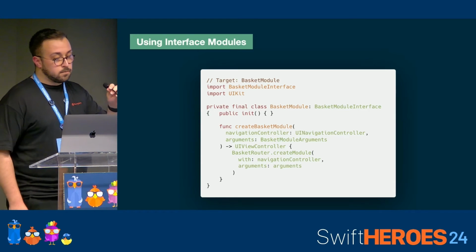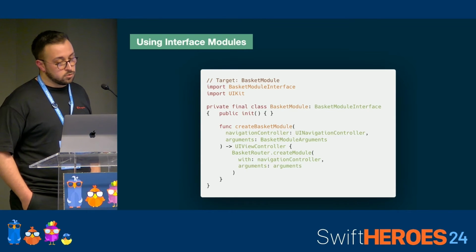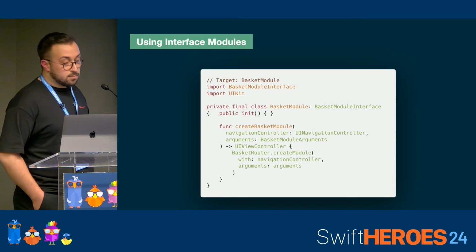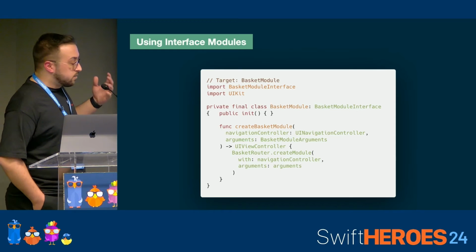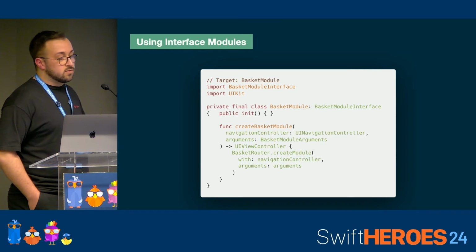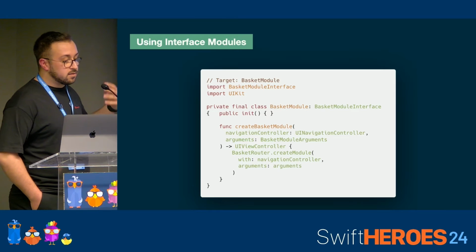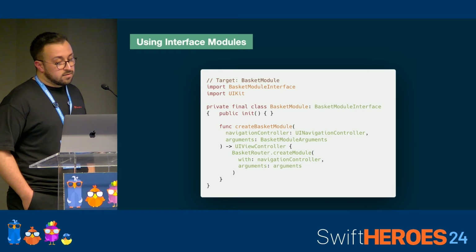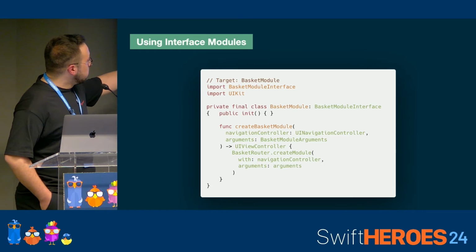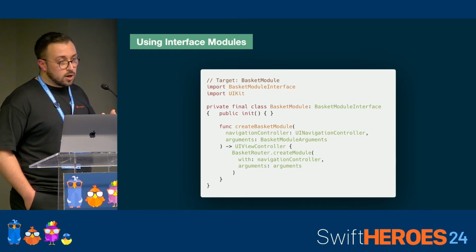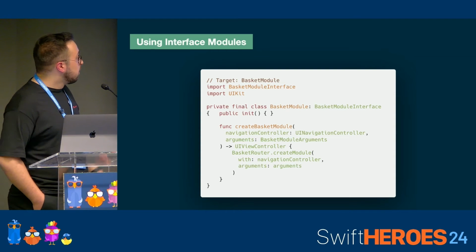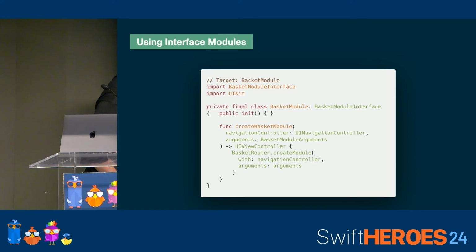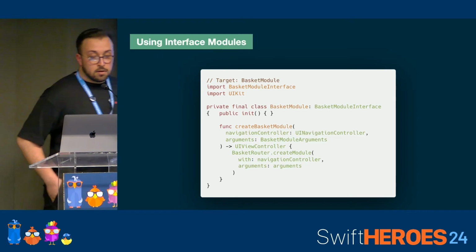Let's take a look at an example of DI container usage with this approach. Our concrete target, in this case basket module, will have a factory class that will provide the necessary implementations to be accessed through other modules. As you see, there is a function called create basket module, and it provides a UI view controller instance as a result. It should be defined in the concrete target, basket module.